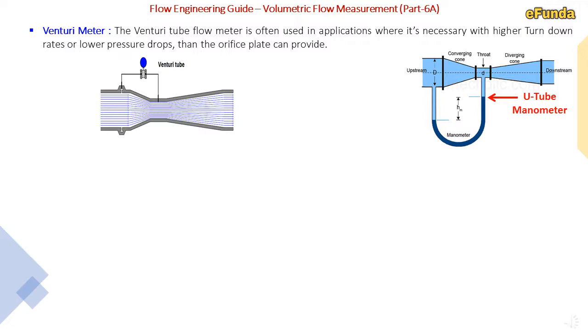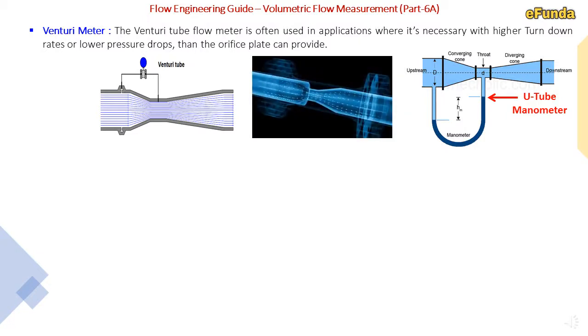At the upstream, pressure will be high and the velocity will be low. When you go to the throat section, the velocity will be high and the pressure will drop. That is why we are getting upstream pressure high and downstream pressure low. By the difference one can get the height, and while entering into the diversion cone, the velocity will be reduced and the pressure will be increased.